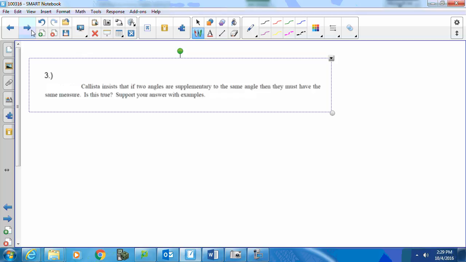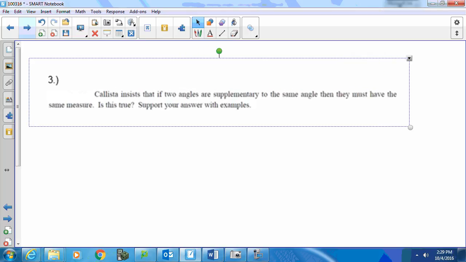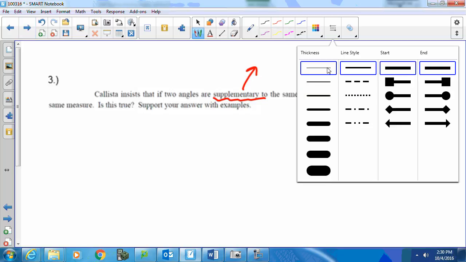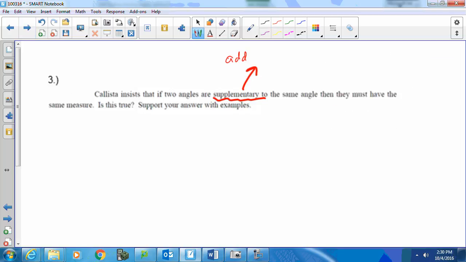All right, it says, Callista insists that if 2 angles are supplementary to the same angle, then they must have the same measure. Is this true? Support your answer with examples. So, first of all, supplementary means adds up to 180. So adds up to 180 degrees.